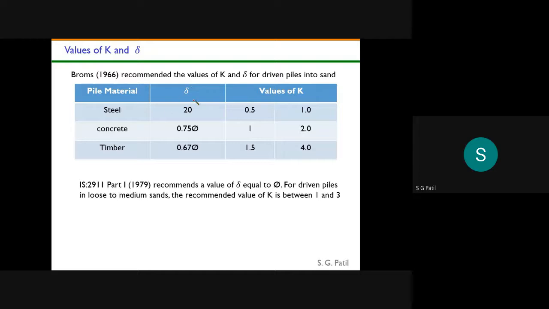So this delta value and k value I told you now. According to Broms, they give delta values for different pile materials, and they also give k values here. But if you refer to IS 2911, it recommends that delta is equal to phi value. That's what I told in the previous slide. So they won't reduce it by 2/3 times for the driven pile.